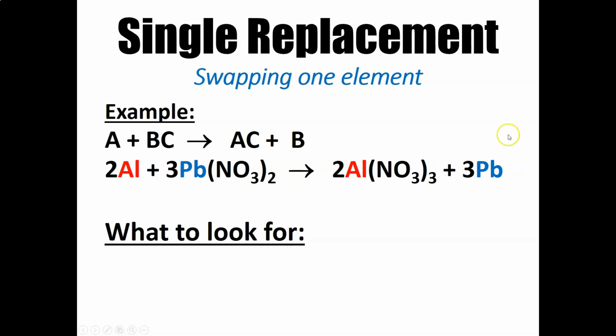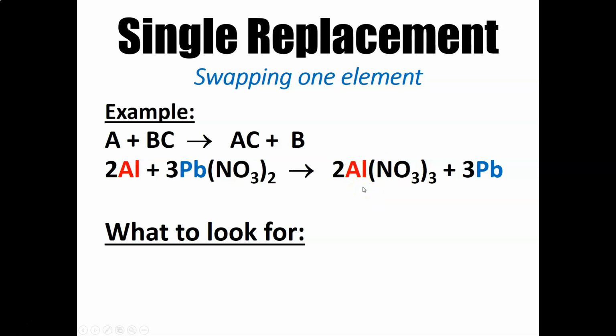Now lead is the neutral element. It took some electrons with it. And now aluminum, instead of being neutral, it's now an ion. And now that it's an ion and it lost some of its electrons to that lead, now that ion can bond and make a new compound with the nitrate.